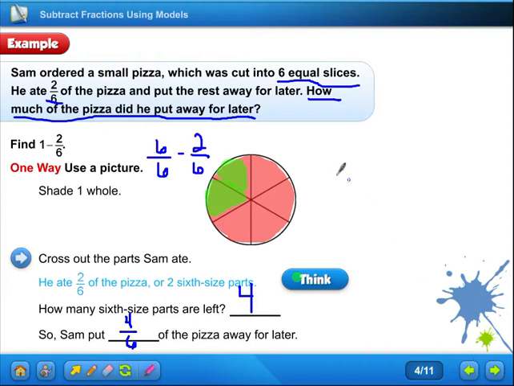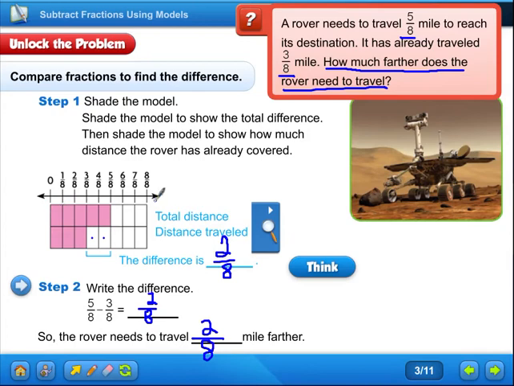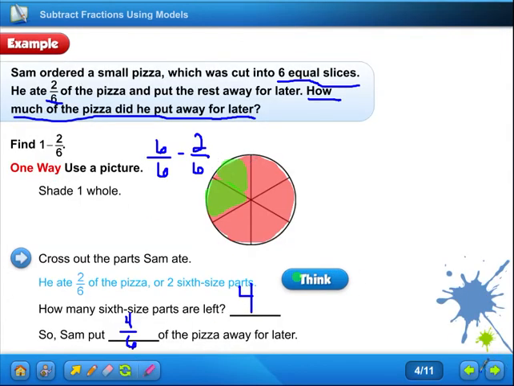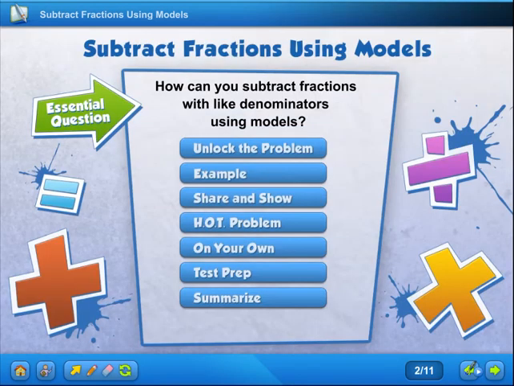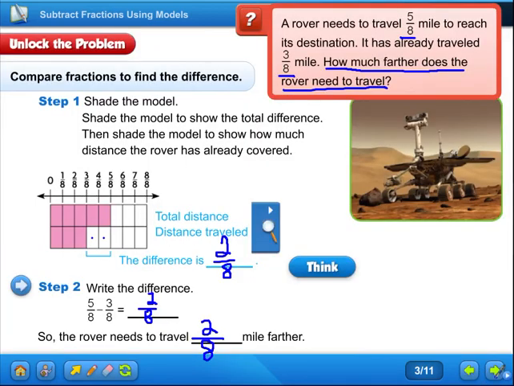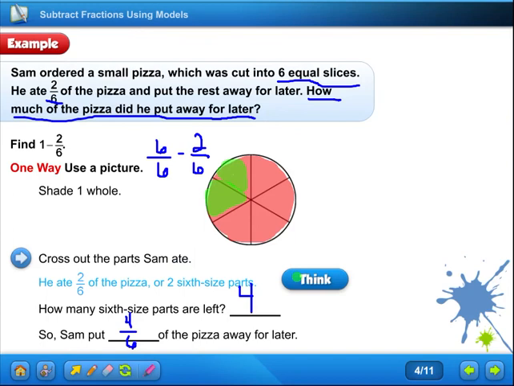All right. So that was one model we used. Here was another model. That one we colored the whole thing in and then we crossed out what he ate. Here we showed where the rover needed to get to, what he already traveled, and then figured out the difference. So that would answer the question, how can you subtract fractions with like denominators using models? We did 2 different examples. If you have any questions, let me know. See you guys in class. Bye.